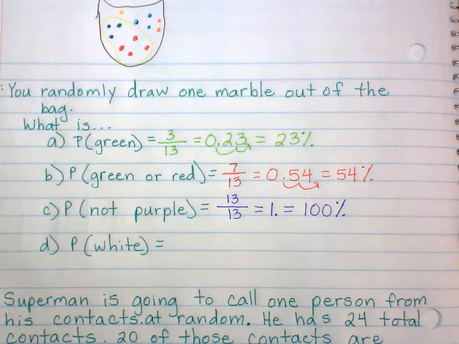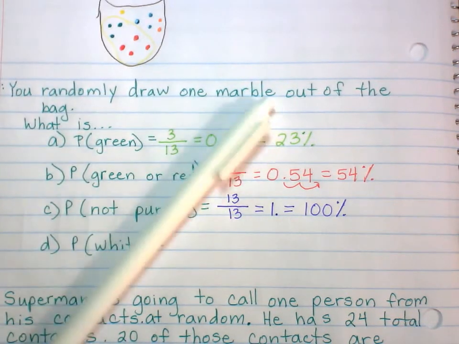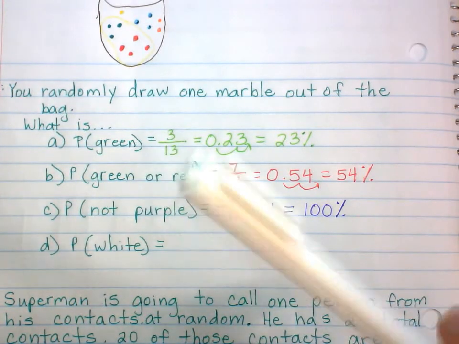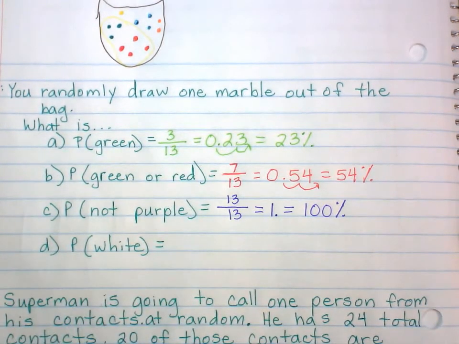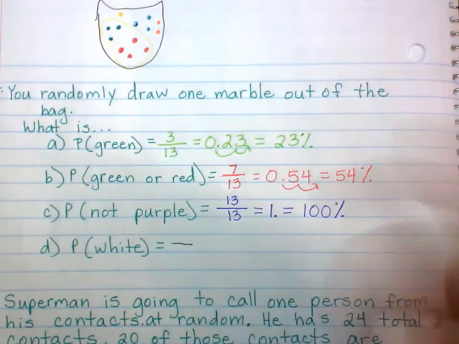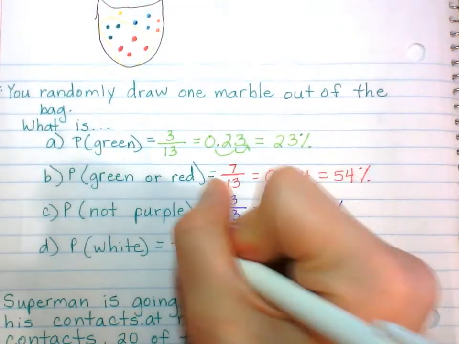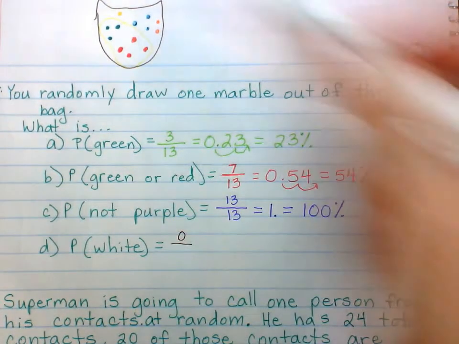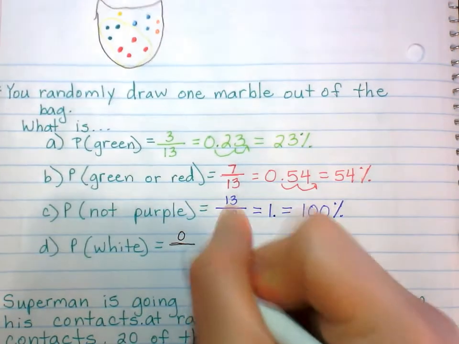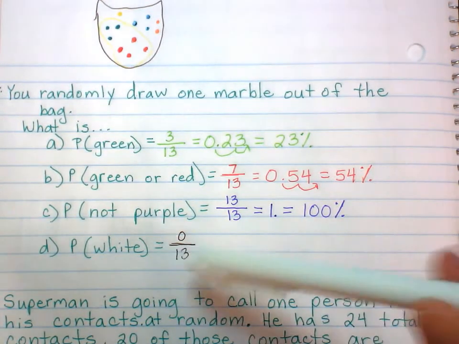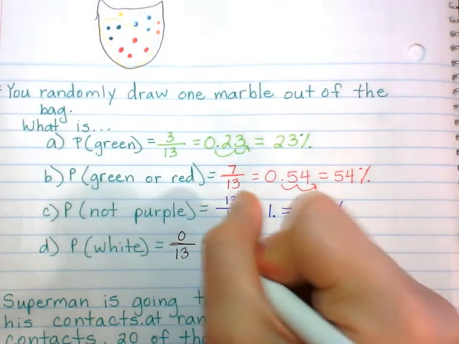What's the probability of drawing white? I know this pen isn't actually white when I write with it, but it looks white, so we're going to use this one. What's the probability of drawing a marble and having it be white? Well, how many marbles are white up here? None. 0. 0 of these marbles are white out of 13 marbles total. So what's the probability of drawing a marble and having it be white?